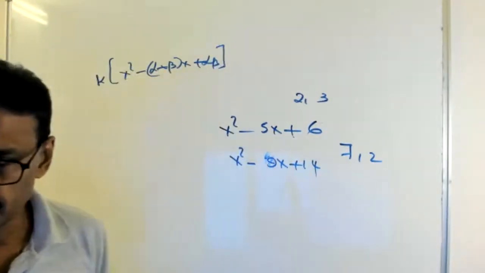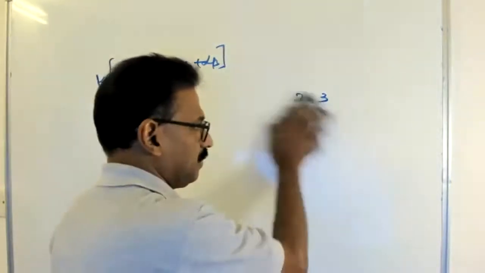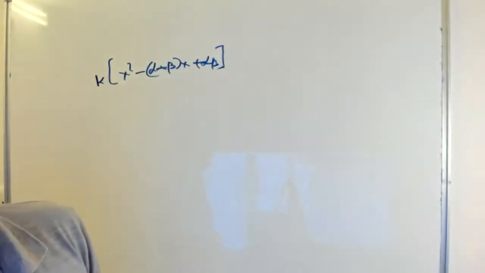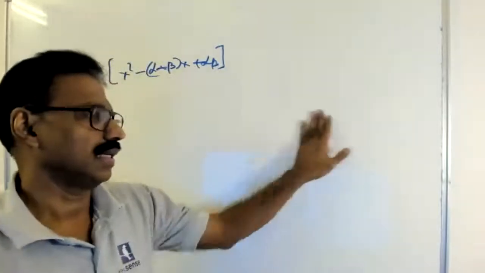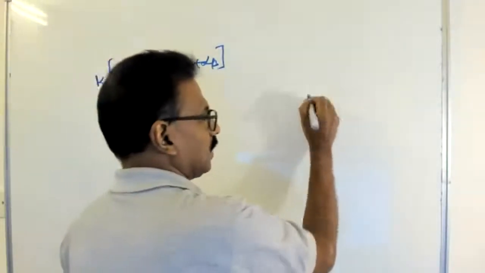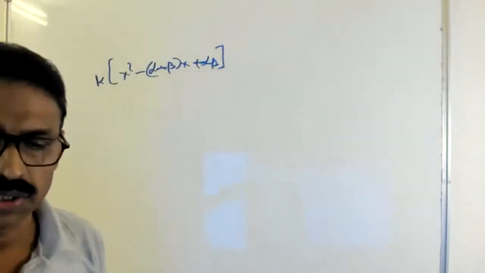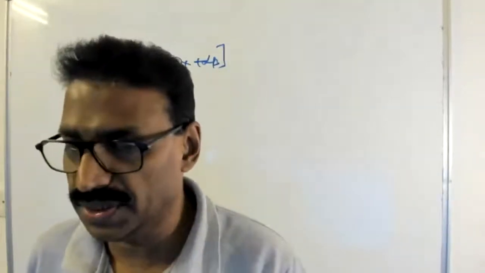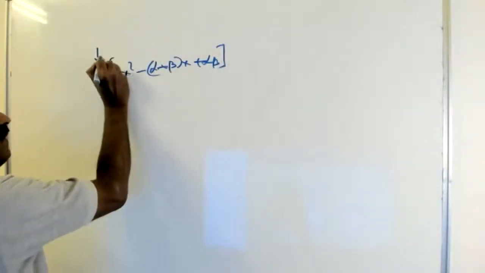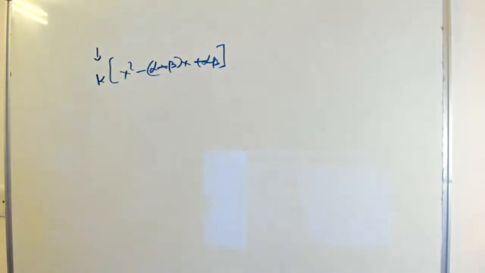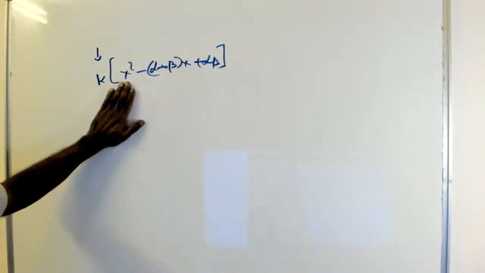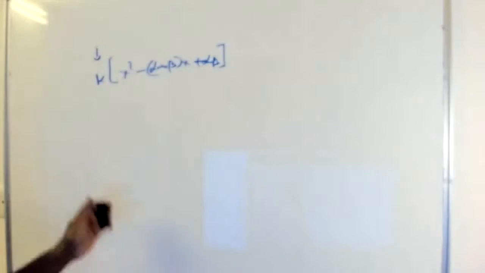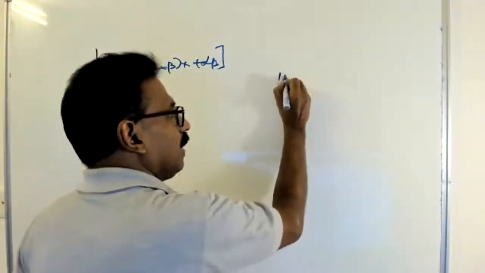Okay, now this is the formation. You wrote it. Now I'm going to ask everyone a question: how to form the quadratic polynomials? I'll give the zeros, and you tell me the polynomial. There is a question in your mind: what is this k? I'll answer that. This is the standard form, k into x square minus alpha plus beta into x plus alpha beta.